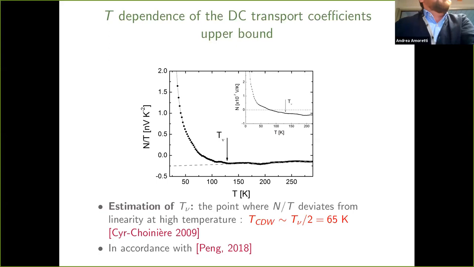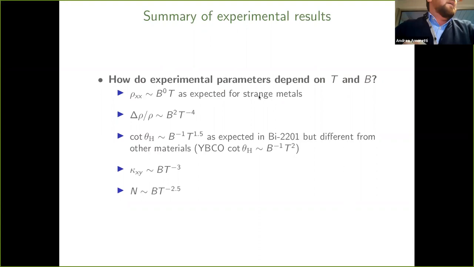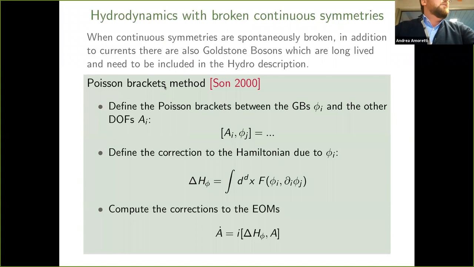So then in the relevant temperature interval, we extracted the temperature dependence of the transport coefficients, and the result is that the resistivity was, as expected, linear in T. The magnetoresistance was scaling like T to the minus 4, and the Hall angle was scaling like T to the 1.5, as expected again in this kind of system. The new piece of data was that the thermal Hall conductivity was scaling like T to the minus 3, and the Nernst effect was scaling like T to the minus 2.5. And the B dependence of these transport coefficients is the one expected for a parity invariant system, at least in this interval of temperature.